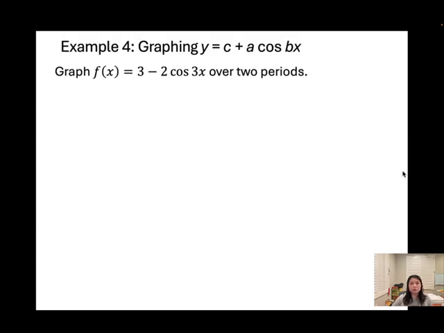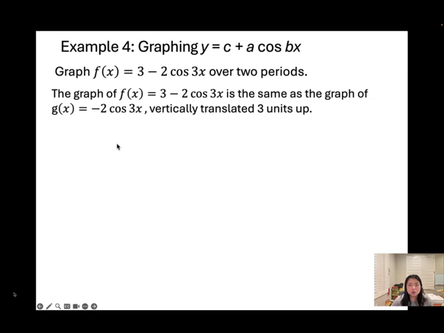Okay, example 4. 3 minus 2 cosine 3x over 2 periods. First, we're going to let g of x equal to negative 2 cosine 3x. Only this part. Once you are done graphing g of x, you could just shift the g of x upward 3 units.